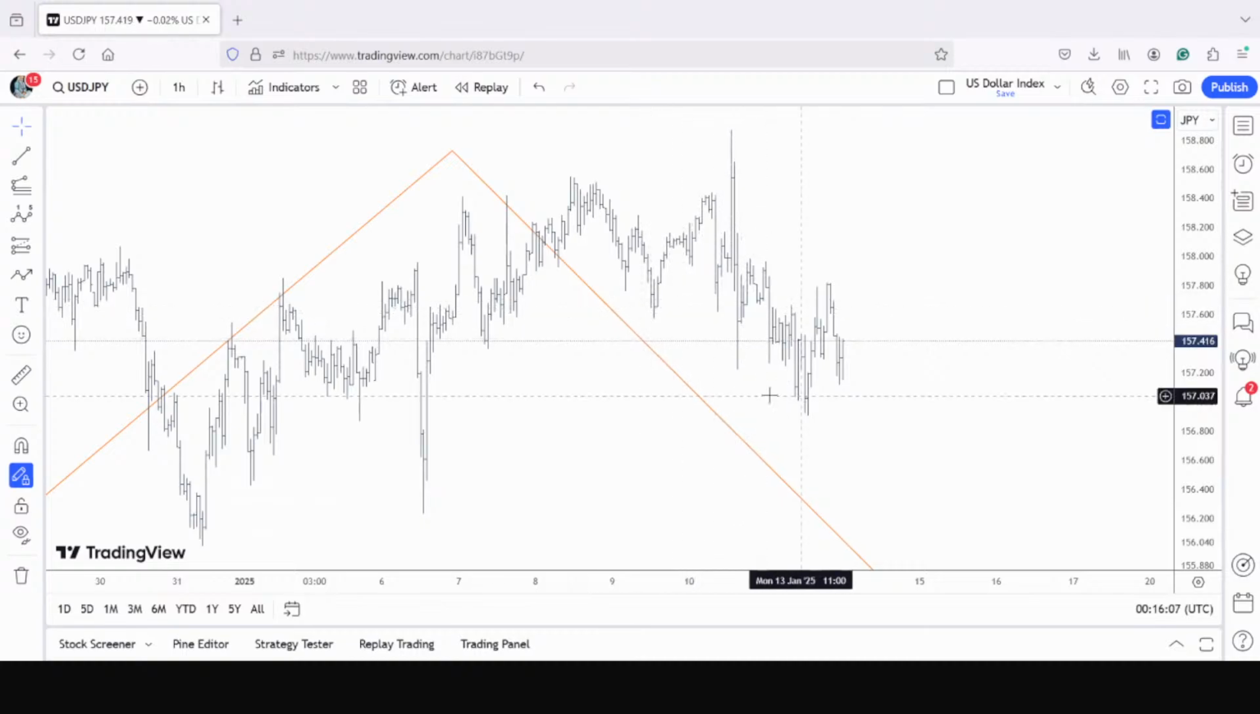All right, and that's an expanded flat in the making, possibly, which could take prices a bit higher towards 158, 159. All right, but three majors are good: the Euro, USD, Pound, and the Dollar Index. We are already into the trade now.